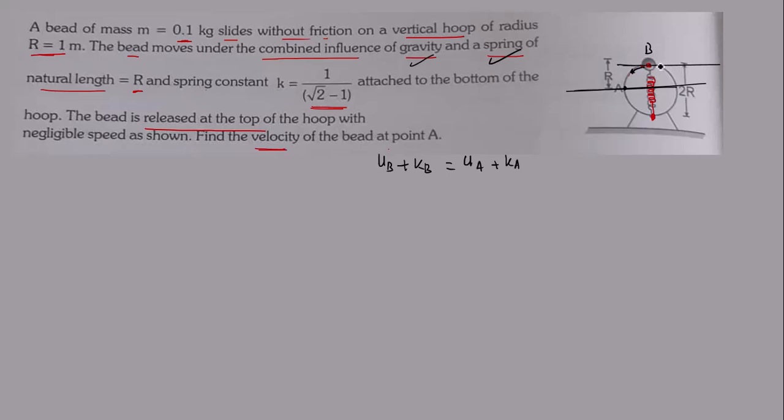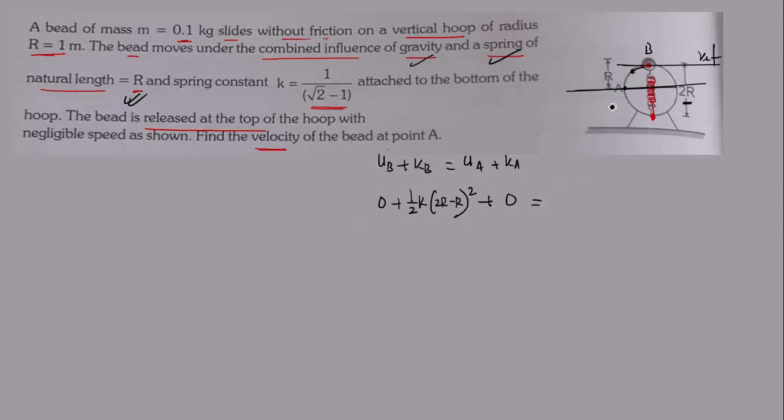Since I take the reference line passing through point B, the initial gravitational potential energy of the particle is 0. But the spring is stretched by a length of 2R. So at point B, the elongation of the spring is 2R minus R, because R is the natural length. So the spring energy is half k into (2R minus R) whole square. Initially the particle is released from rest, so kinetic energy is 0. This is the initial energy.